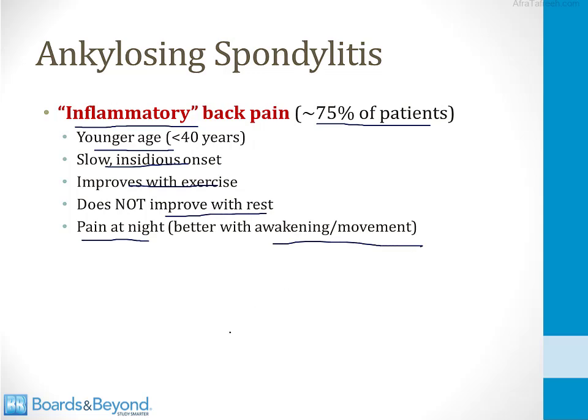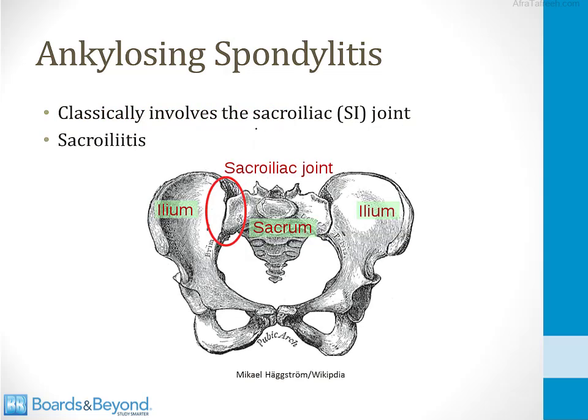And the idea here is that these patients have inflammatory cells and inflammatory tissue present in the joints of their spine. So when they don't move, that tissue settles and stiffens the spine and causes pain. When they move, it breaks up the inflammatory tissue, and therefore the joint moves more easily and the pain symptoms tend to become less. That is inflammatory back pain. Classically, the back pain involves the sacroiliac joint and leads to what's known as sacroiliitis. So the sacroiliac joint is shown on the slide here. It's the joint between the ilium and the sacrum.